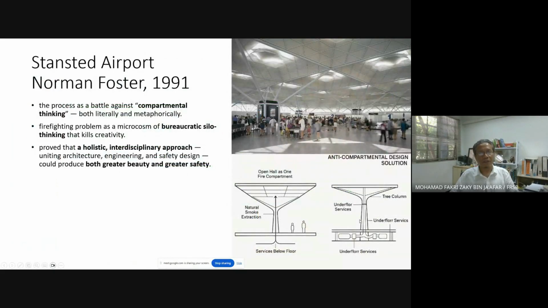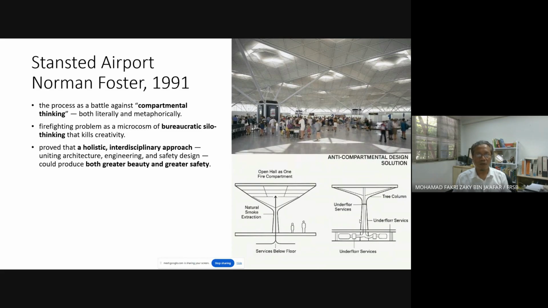This is an example of how desilo thinking helps in coming up with new architecture. If you look at this, maybe some of you know this airport. It's Stansted Airport, designed by Norman Foster in 1991.